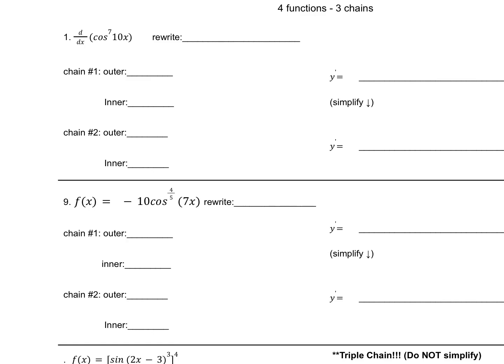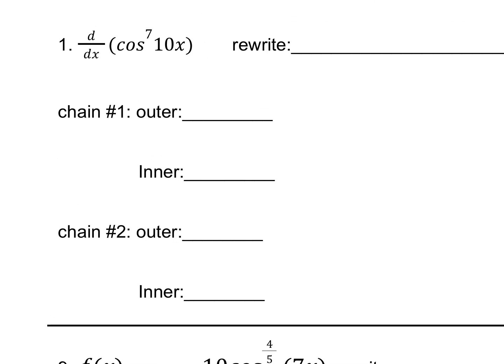Hello, calculus. The first thing that we want to do for number 1 is rewrite this and get rid of that weird trig notation. That exponent, 7, applies to everything immediately to the left and to the right of it. So if you rewrite it as the cosine of 10x, all to the 7th, you can easily see which is the outermost function. There are 3 functions: trig function cosine, linear function 10x, and something to the 7th. Something to the 7th is our outermost.